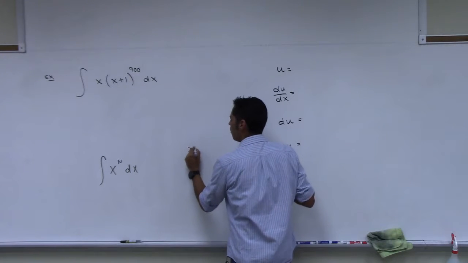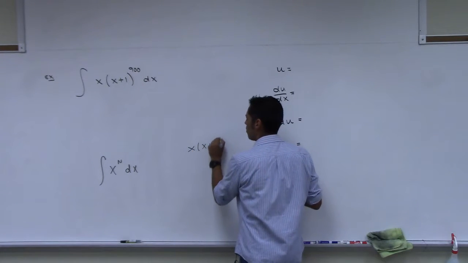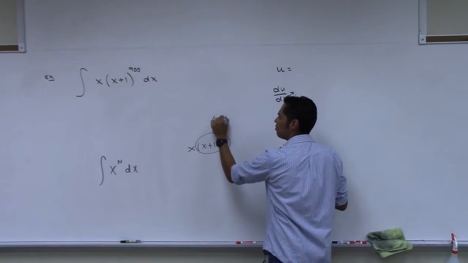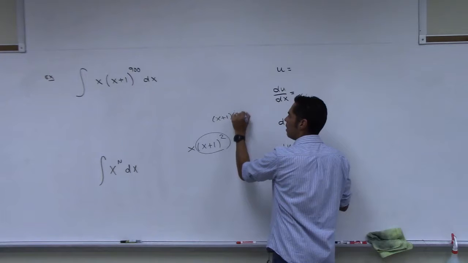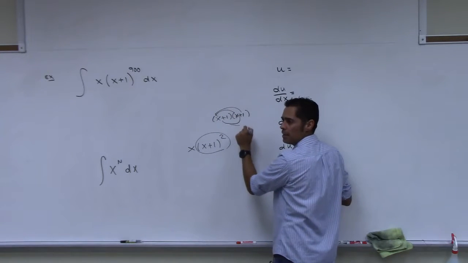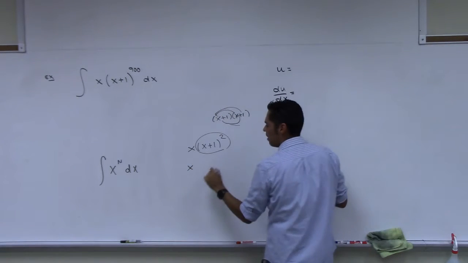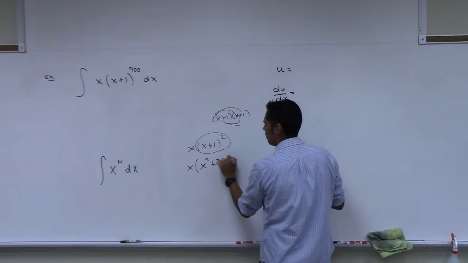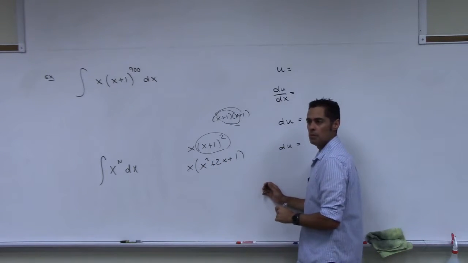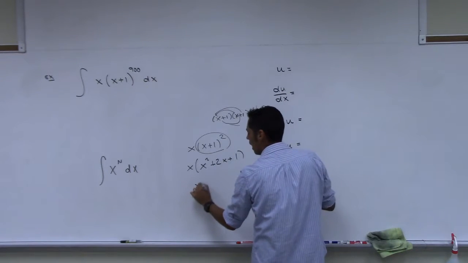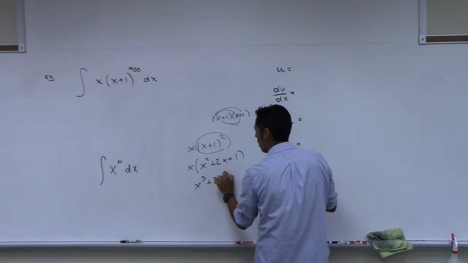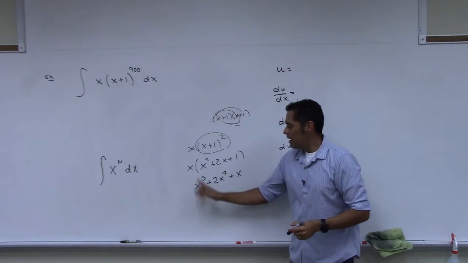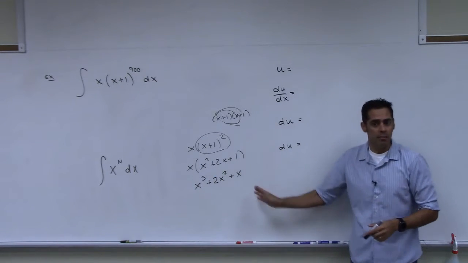If the original problem was x times x plus 1 squared, then what I could do is square this first. I could do x plus 1 times x plus 1, and then I would have that x sitting out there. When I do that, I would get x squared plus 2x plus 1. And then I would distribute the x through and get x cubed plus 2x squared plus x. So I pass that x through, and now I can do each one of these individually with the power rule.